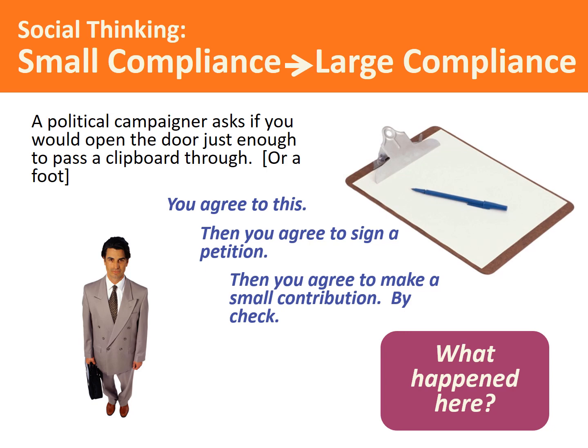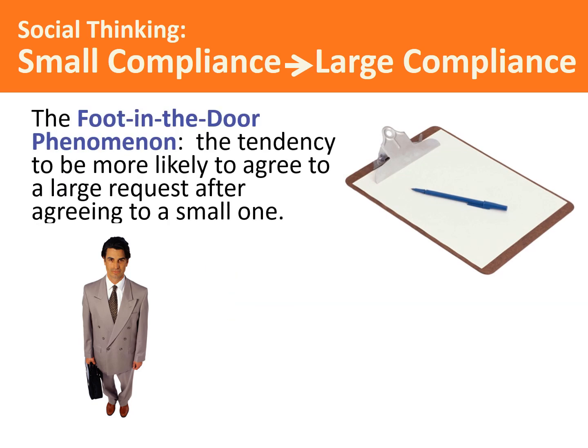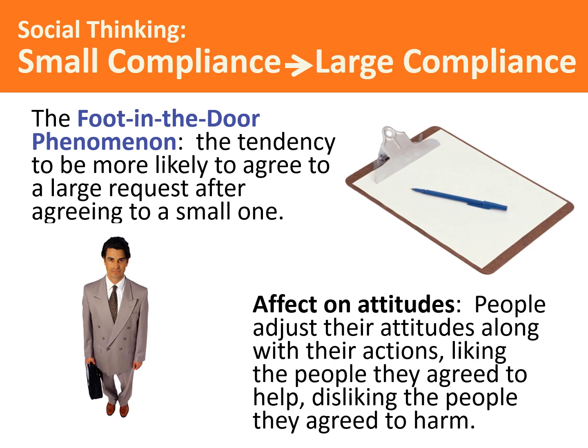They come back next time, they're asking for more and more and more, and then you can't get rid of them. So just by doing a very small deed, agreeing to open the door and let them pass you the clipboard and sign it in favor of whatever candidate they're supporting, now they can come back and ask you to do a little more each time, and they can gradually get you to increase your contribution, increase the amount of stake you have in this candidate. This is the foot in the door phenomenon. The tendency to be more likely to agree to a larger request after agreeing to a small one.